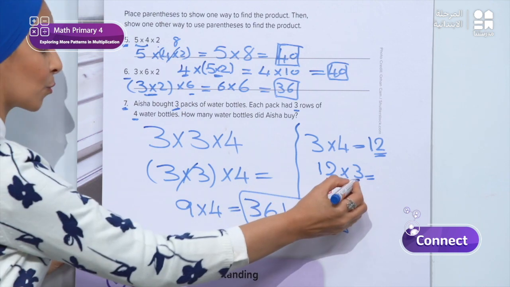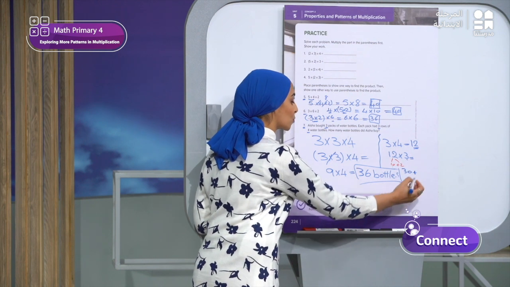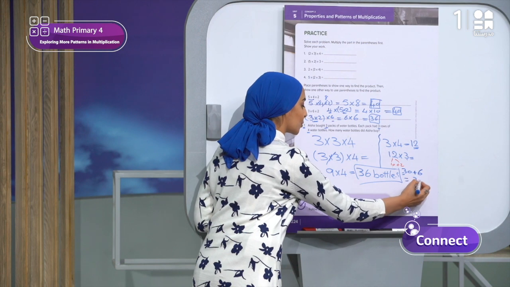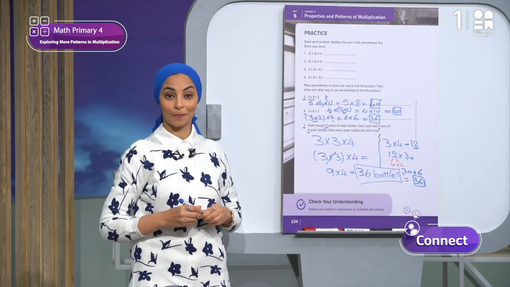Here 3 times 10 equals what? 30 plus 3 times 2 equals what? 6. So 30 plus 6 equals 36 bottles and this is the same answer.